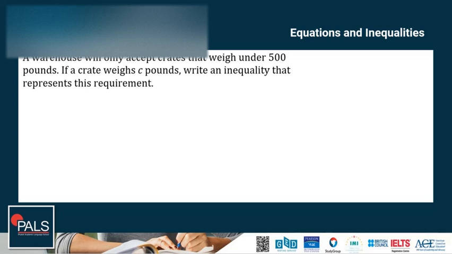Another example is a warehouse will only accept crates that weigh under 500 pounds. If a crate weighs C pounds, write an inequality that represents this requirement. So the phrase under is the same as less than. So therefore, the weight of the crate should be C is less than 500. It should be less than 500.